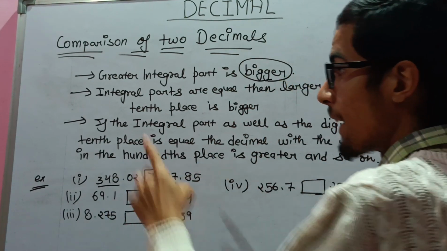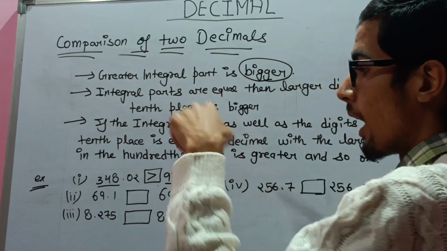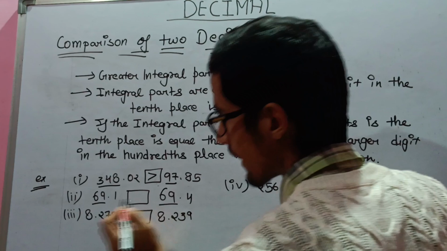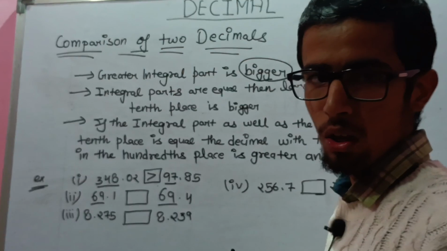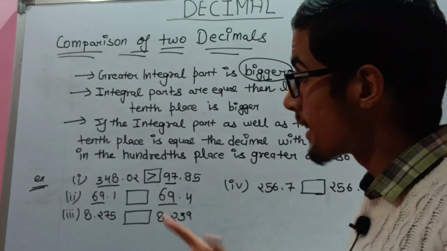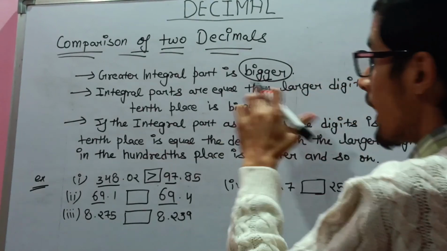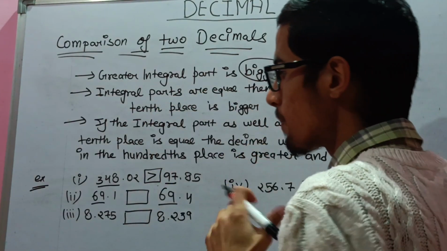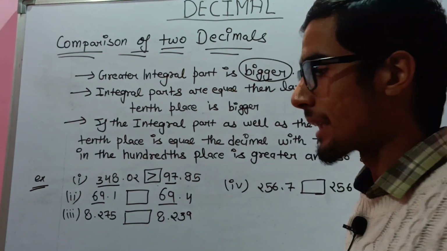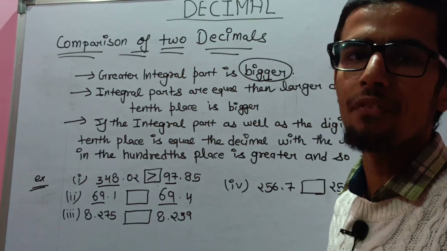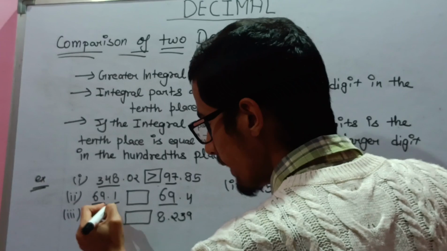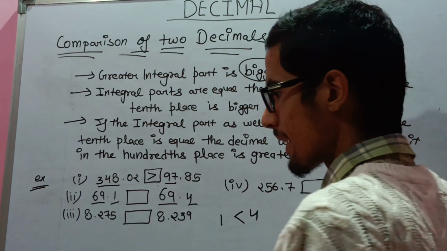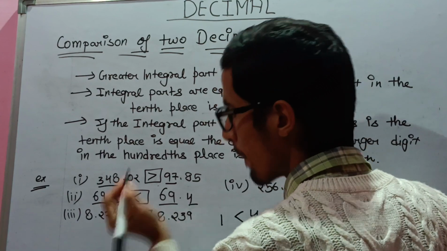In the second point, the integral parts are equal. 69 equals 69, so the integral parts are equal. How can we identify which is smaller or bigger? If the integral parts are equal, then the larger digit in the 10th place is bigger. The 10th place is the first place after the decimal. So 1 and 4. Which one is bigger? The 4 is bigger. We can say that 69.4 is bigger.